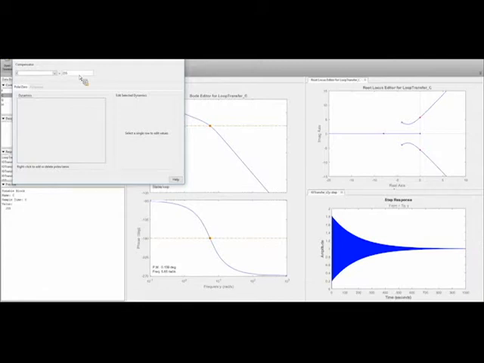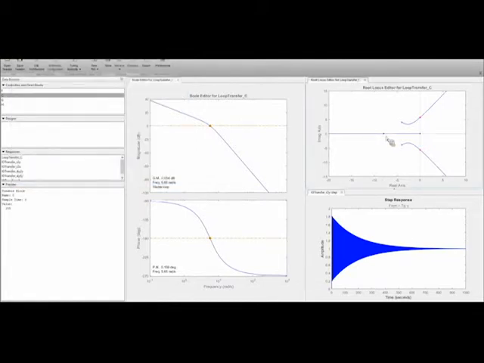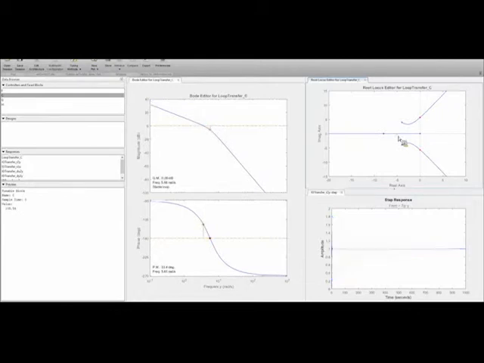So this is a tool where you can start to understand where the closed-loop poles are, and how gain affects this, right? And so if I dial down the gain by moving this to the right, we see we get a response that looks a lot more favorable than that.